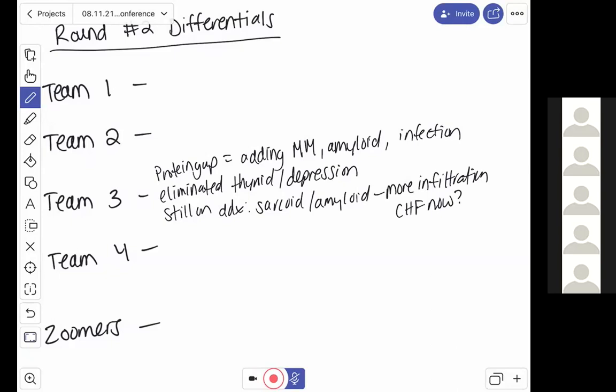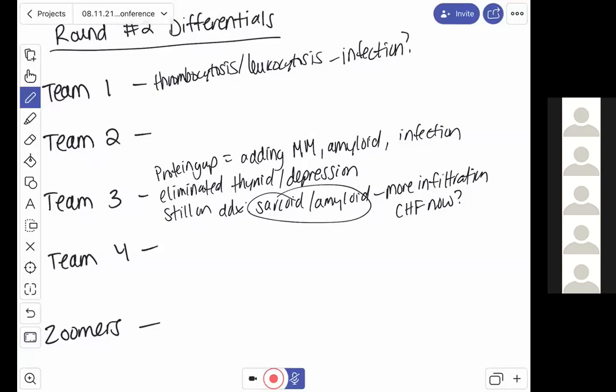Okay, group 1. How did your thoughts change after seeing labs, chest x-ray, EKG? Covered it pretty well. And then did that thrombocytosis, leukocytosis push you to any differential or eliminate anything for you? Sounds like still could be an infectious process somewhere, but we don't really have anything pointing us in one direction in terms of where that would be. Okay.